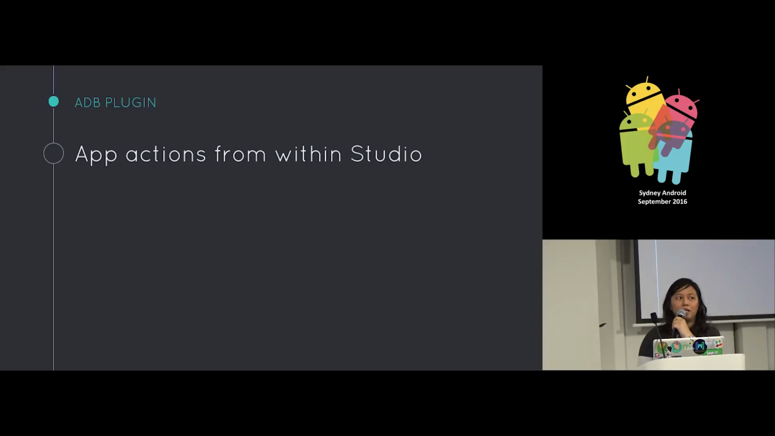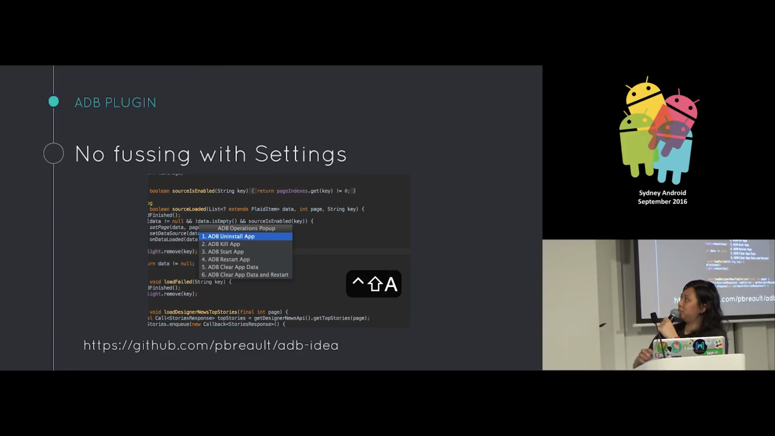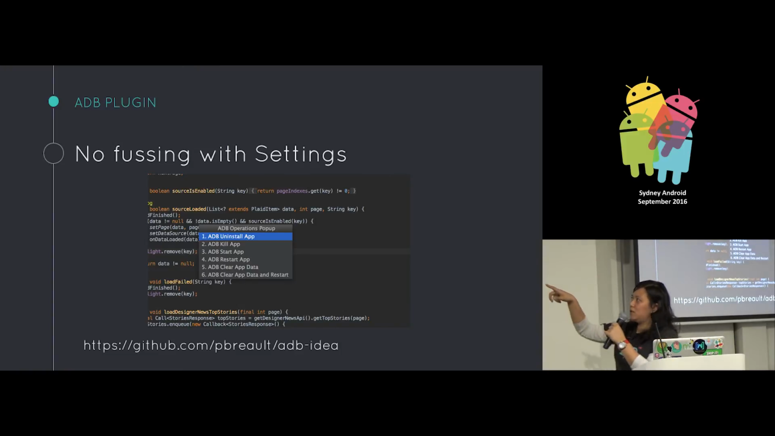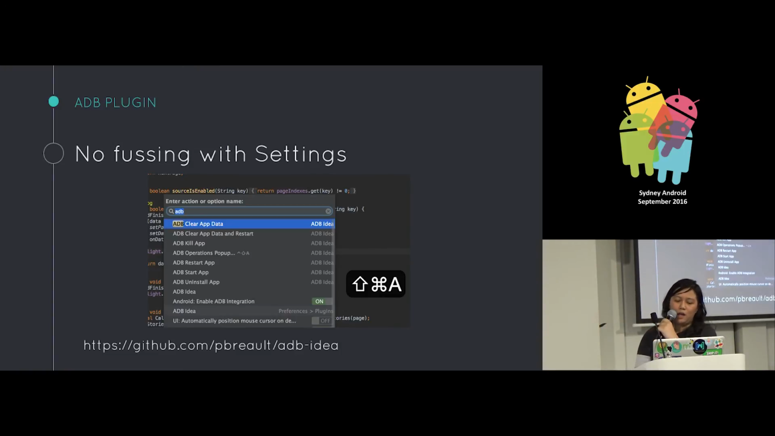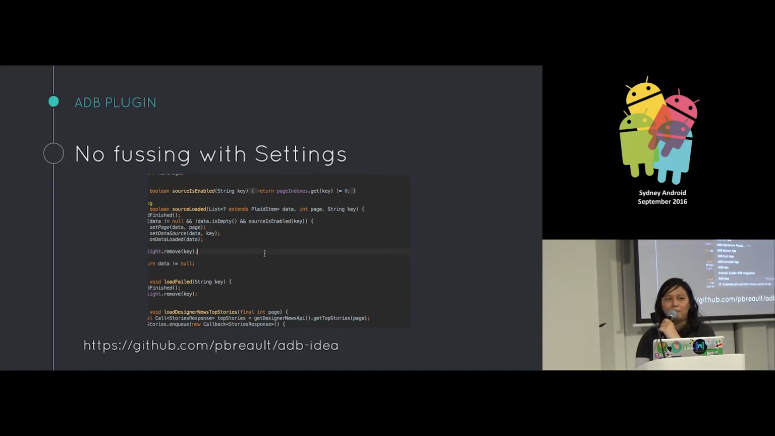Next is the ADB plugin. This is a plugin that you can get from within Android Studio. It allows you to have really easy access to actions that you might need when testing your app. These are the following actions: ADB uninstall, kill, start, restart, clear app data, and clear app data and restart.